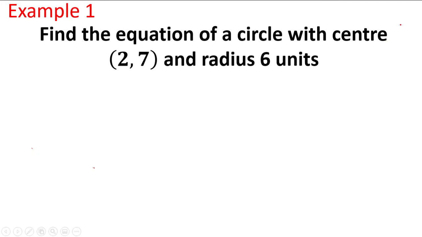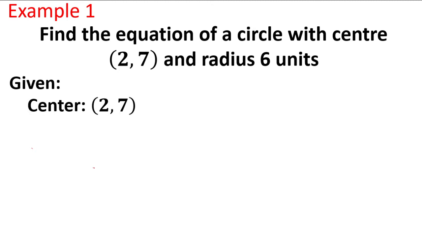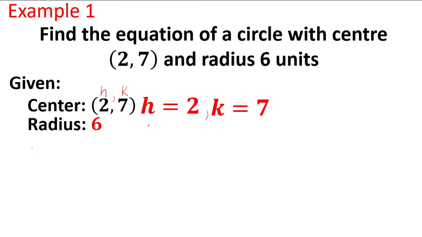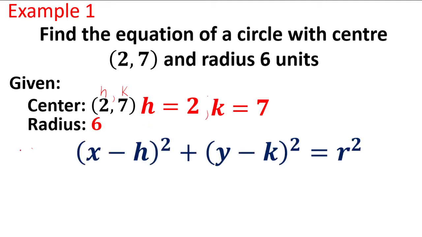Let's have an example. Say, find the equation of a circle with center located at 2 and 7 and radius 6 units. So, given, we know that the center is located at 2 and 7, in which 2 is our h value and 7 is our k value. So, h is 2, k is 7, and r, or the radius, is 6. So, ito yung ating standard form. Substitute mo lang all the given values inside the standard form.